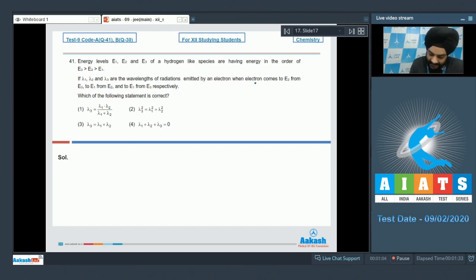Okay. So we've been given three different energy levels, students. It is E3 more than E2 and more than E1. So if I talk about the wavelength involved, students, when the electron comes to E2 from E3, the radiation involved has a wavelength equal to lambda 1. Okay. When it comes to E1 from E2, it is lambda 2. And when it comes directly from E3 to E1, then it is lambda 3.